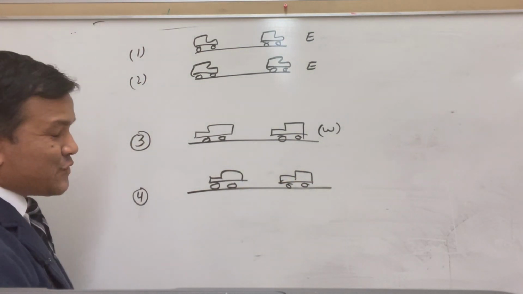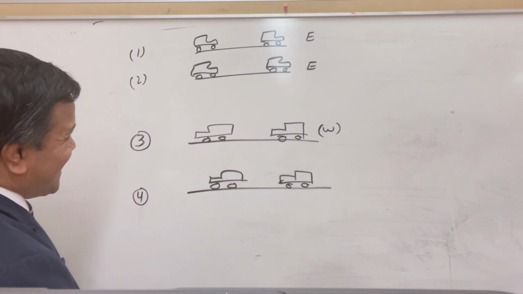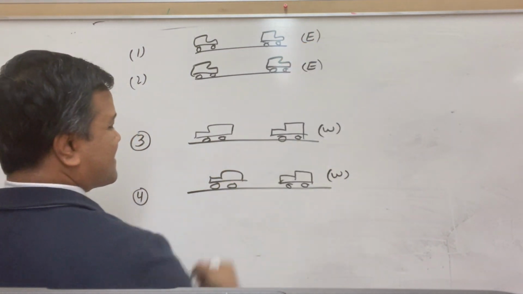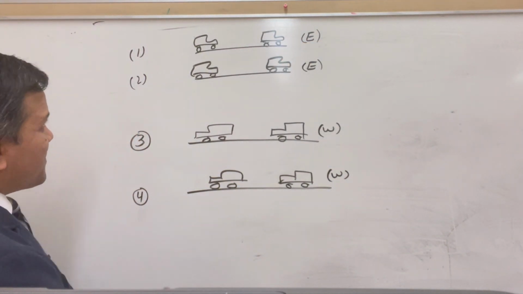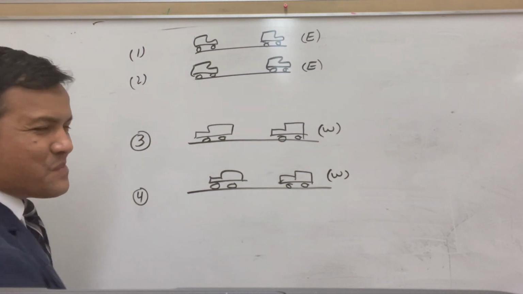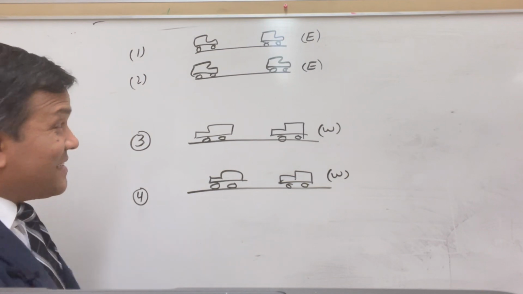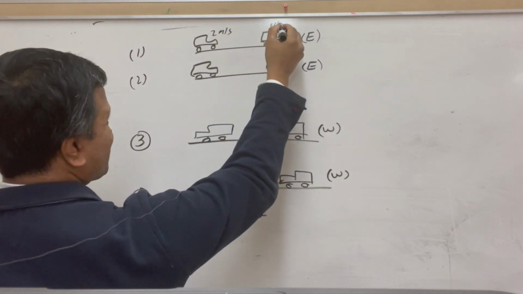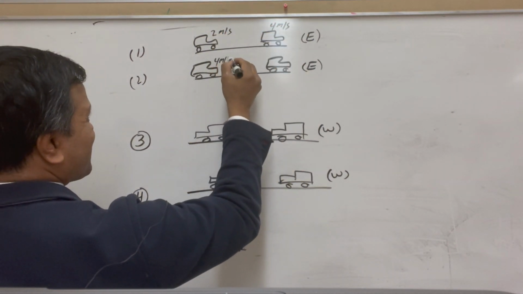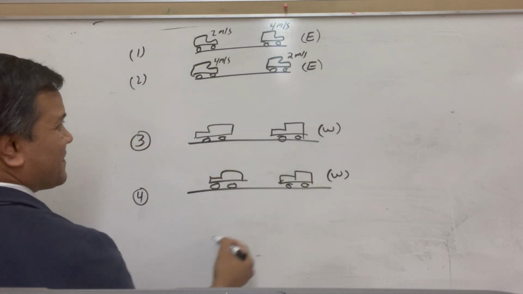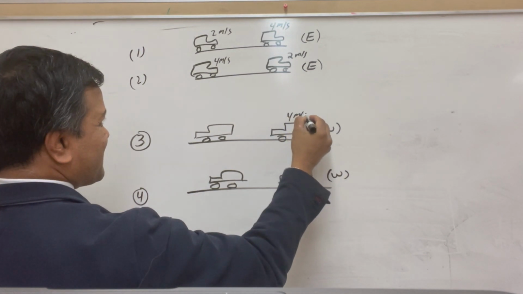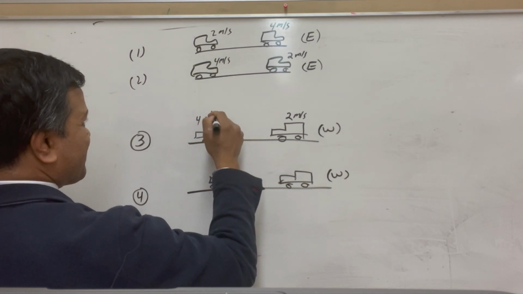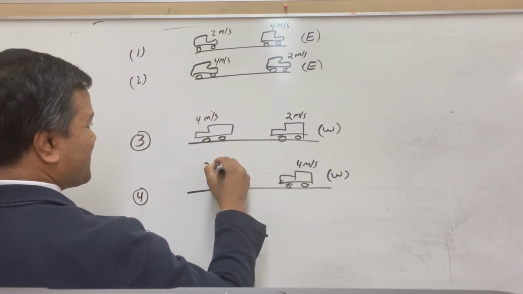All right, so far so good. Now this is west, of course. This is east and this is east. All right, so what are you going to do now? I'm going to put some more information for you to solve the problem. So let's say the car is moving at 2 meters per second, 4 meters per second, 4 meters per second, 2 meters per second.